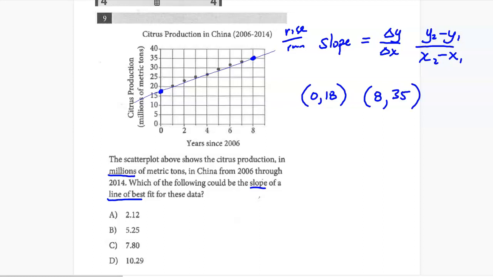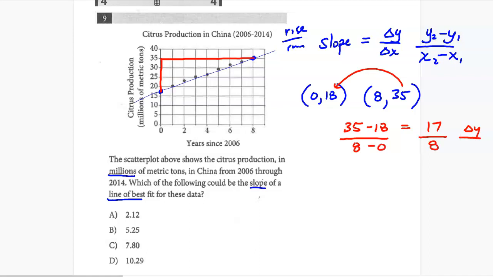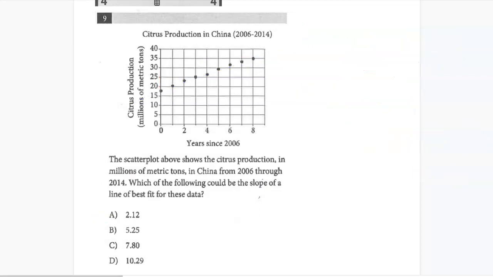So my slope, my vertical change, goes from 18 up to 35. So basically I'm subtracting these y values, and that looks like a vertical change of 17. So there's my change in y. My change in x is from 0 to 8. So from 8 to 0, that's my change in x. So up 17 over 8 is about 2 1/8, which is 2.125-ish. So the correct answer here is A.